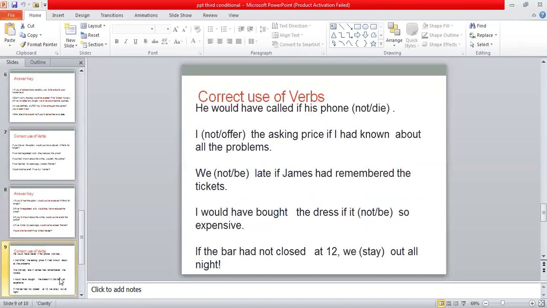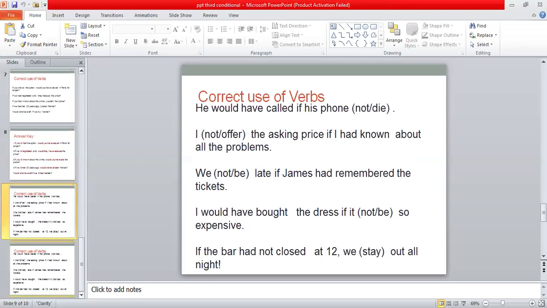Again, we have sentences over here and you can easily change the verb according to the third conditional. But again, I would say the same thing, that you will have to concentrate on the clause, which clause you have to change, in which clause you have to correct the verb. So according to the rule, according to the structure formula of the third conditional, you will have to attempt all these sentences.